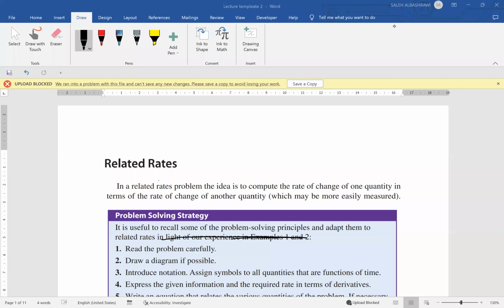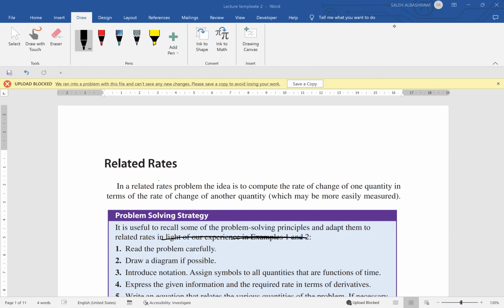Bismillah ar-Rahman ar-Rahim. In this lecture, we are going to speak about related rates. Related rates, as it is stated, is just a relation between two quantities in one function, and the change in one function will affect the change in the other function. Sometimes it's indirect, or the two quantities are functions of time.